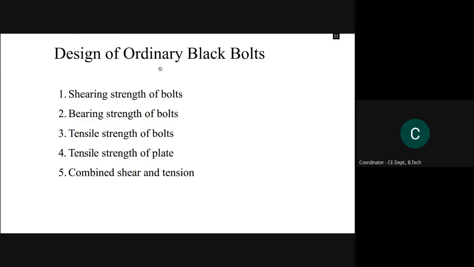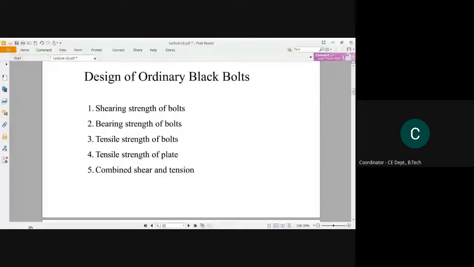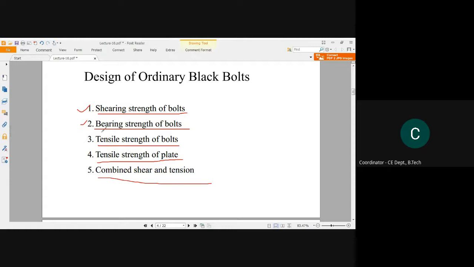The same approach applies in our daily life as well. We need to know the shearing strength of bolt, bearing strength of bolt, tensile strength of bolt, tensile strength of plate, and combined shear and tension. So these five parameters are the possible weaknesses or failure parameters where a joint or a connection can break or collapse. So we need to focus on these things while designing a connection with bolts.